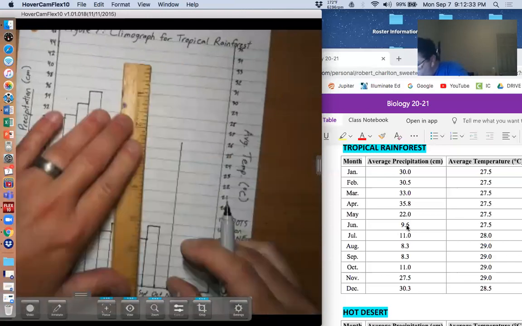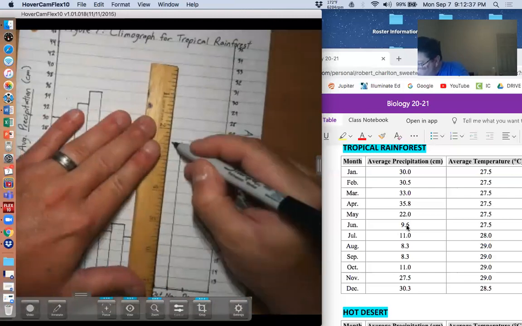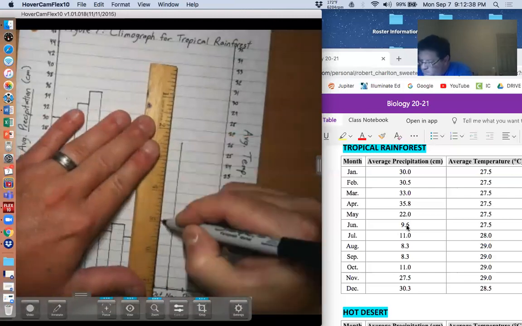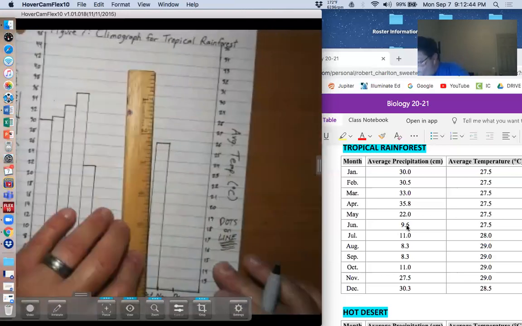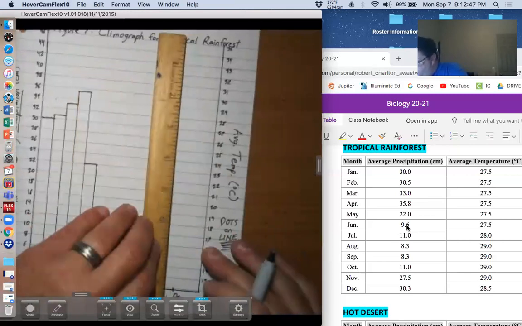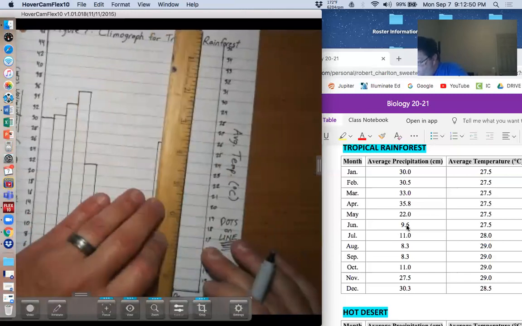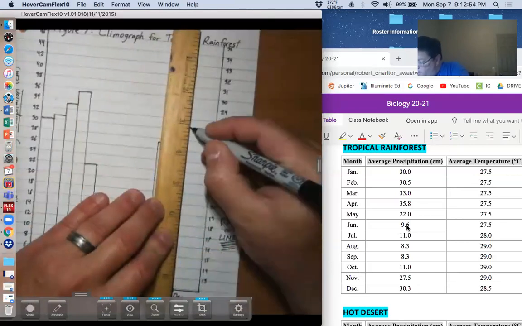So I want to come up with another line. And then December, 30.3. In fact, I've got kind of a hole here on the right-hand side. I did not measure my x-axis very well. Should have done a better job with that.